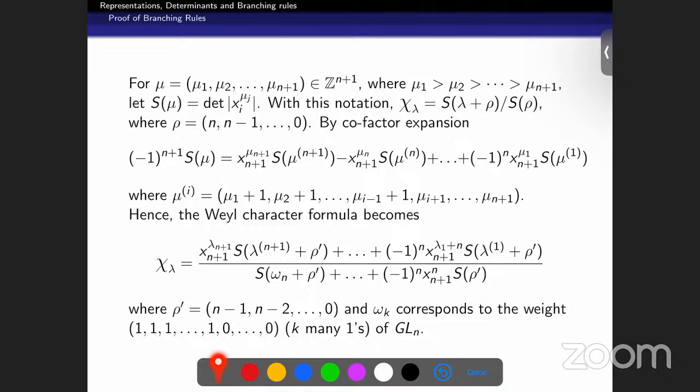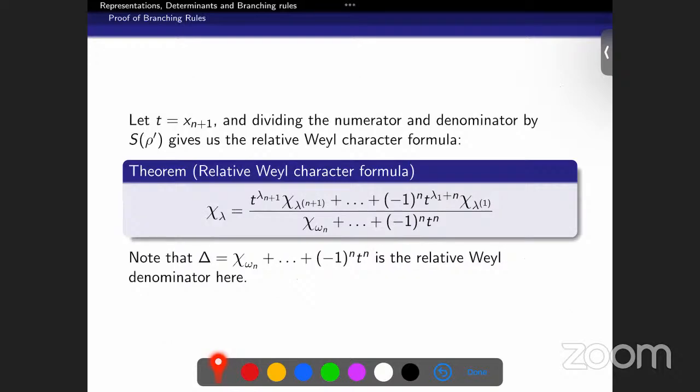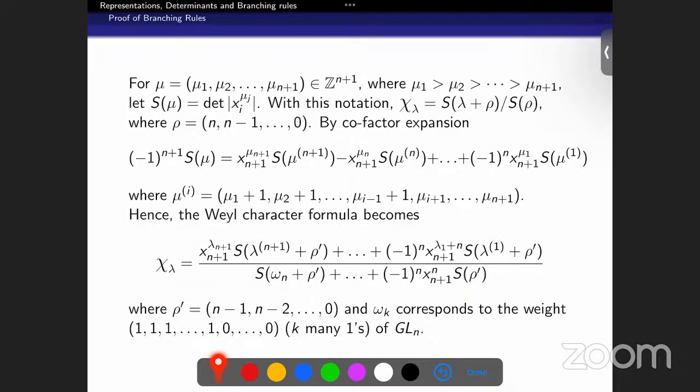Now, again, we use the same idea that we'll just put x n plus 1 equal to t. So here this rho prime would be, again, the sum of half roots corresponding to GLN. And these omega n's are what we call fundamental representations, sometimes also the exterior power representations. And these correspond to weights k times 1 and then zeros. Okay. So after we divide this numerator and denominator by s rho prime, that would give us exactly a Weyl character type formula for GLN, right?